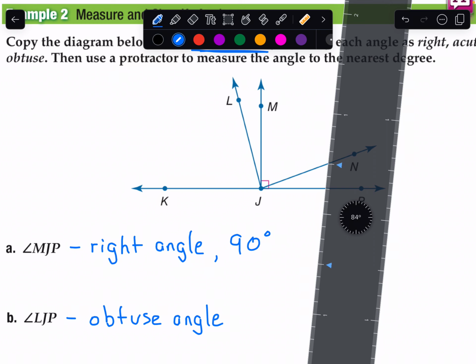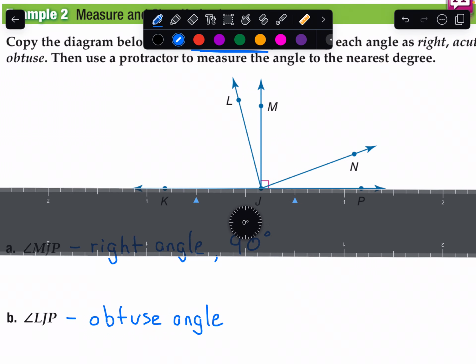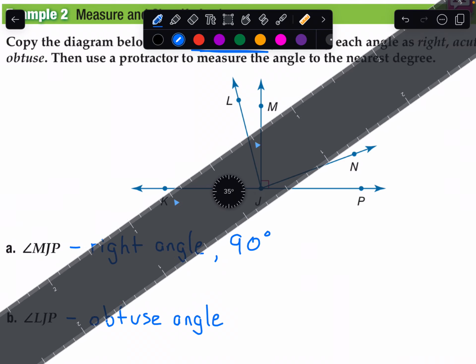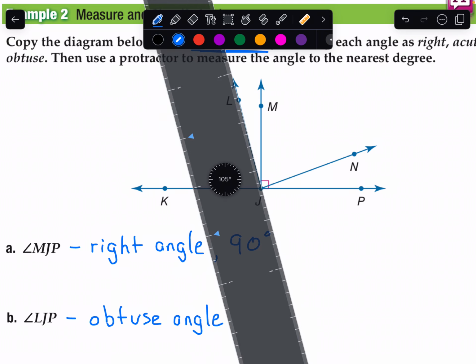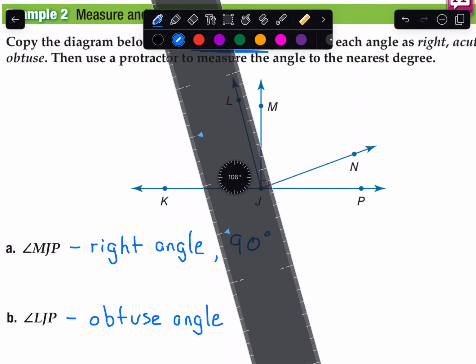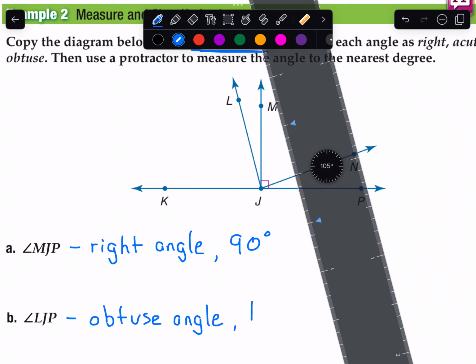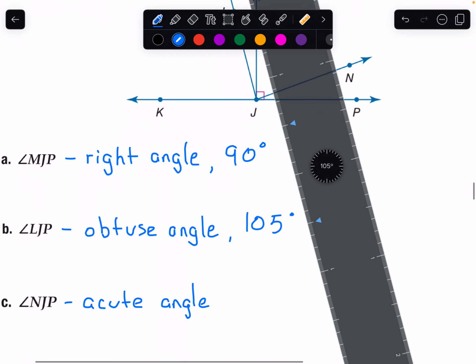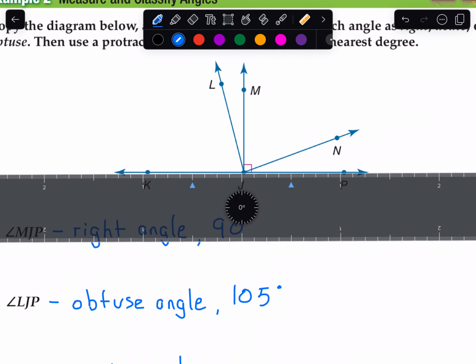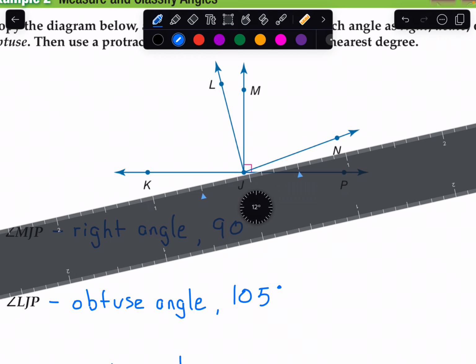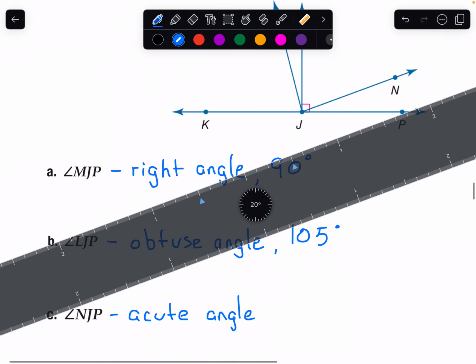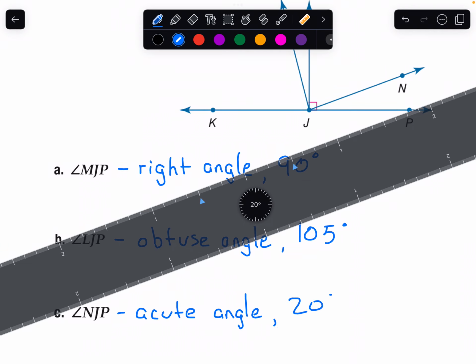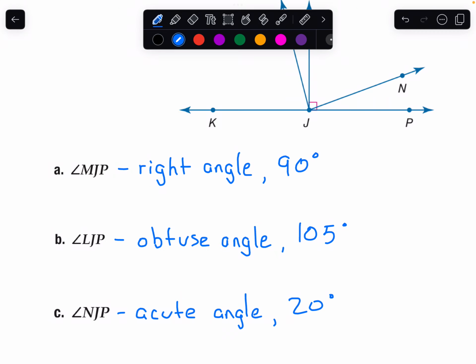How about for angle LJP? So once again, here is 0. I'm going to rotate in this direction, increasing the number from 0, until I line up with the other ray, JL. That's at 105. So this is an obtuse angle of 105 degrees. 105 is more than 90. Just to double check there. And finally, NJP. Reset back to 0, 0 on JP. Rotate up from 0, align to JN, and I get 20 degrees. So that is an acute angle of 20 degrees. 20 degrees is indeed less than 90. That meets the definition for acute.